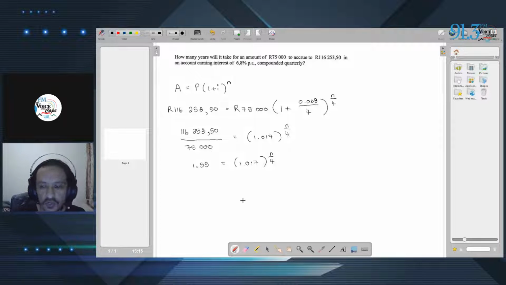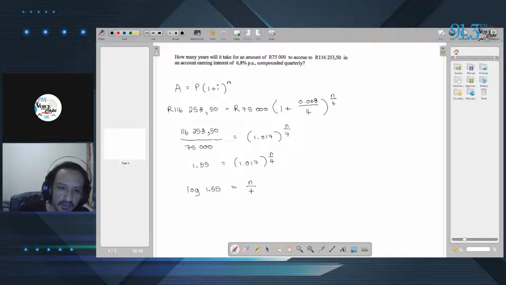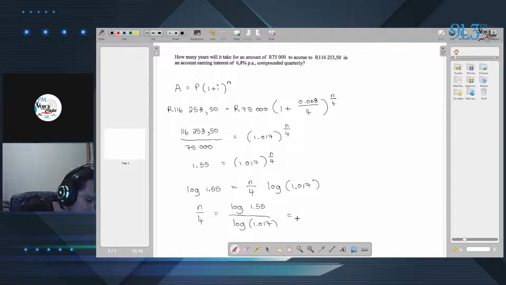Now, what do we do from here? Well, all we do is we use logs. We say this is going to be log 1.55. If we log this side, the n over 4 will go over here, and this will become log 1.017. Now we can divide the logs, and we'll get n over 4 is equal to log 1.55 divided by the log of 1.017. And this gives me a value of 26.